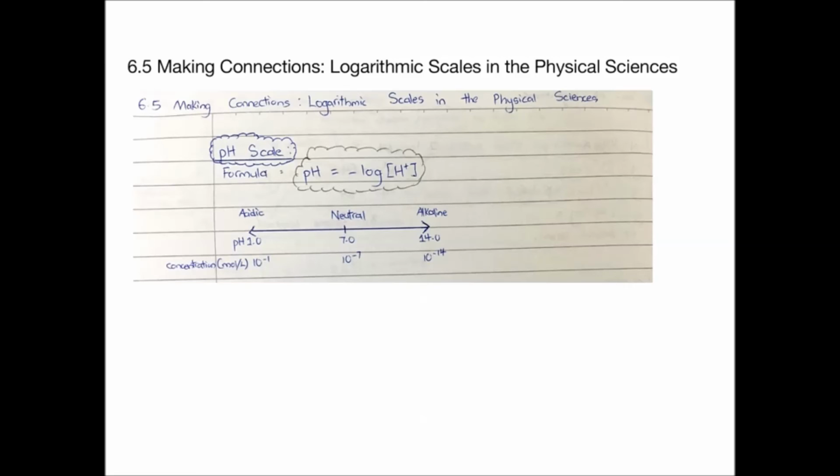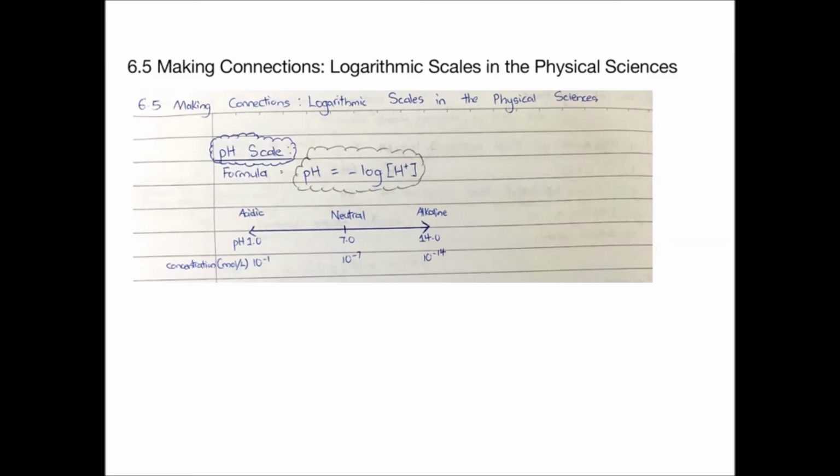Now, I'm going to explain chapter 6.5, making connections, logarithmic scales in the physical sciences. The pH scale is used to measure the acidity or alkalinity of a chemical solution. It is defined as pH equals negative log of [H+], where H+ is the concentration of hydronium ions measured in moles per liter.